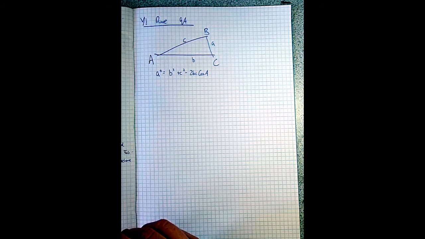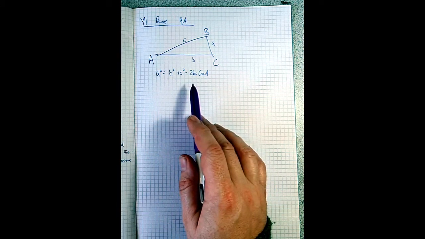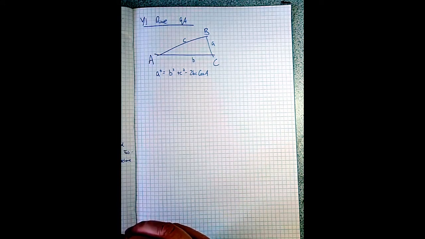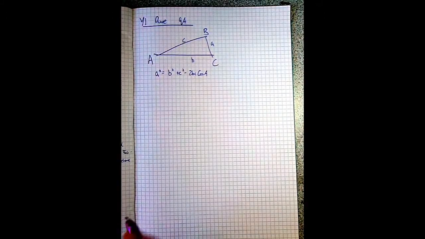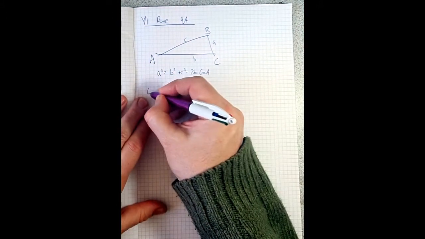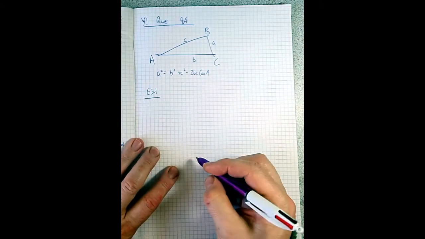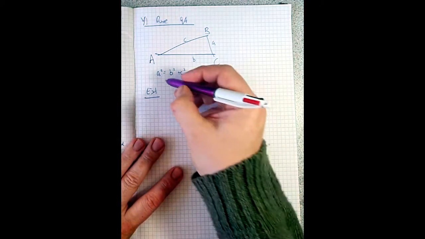Now, I'm just looking at the book. They're saying if you want to find the angle, you rearrange. But then you need to remember two versions of the cosine rule, and that's just silly. So let's just quickly zoom through, just to remind you, none of this is new, it's all GCSE stuff.